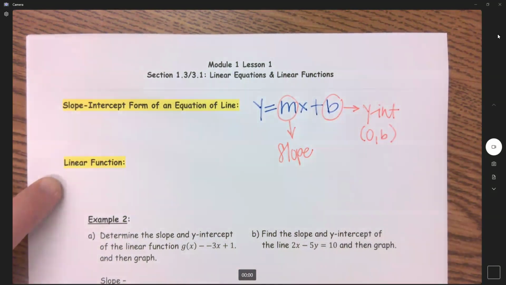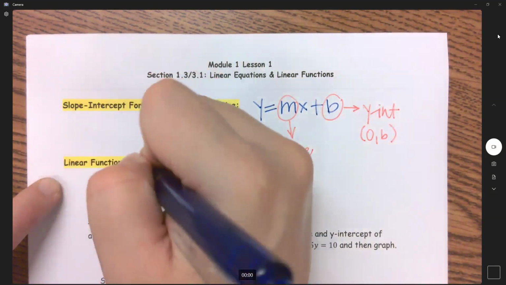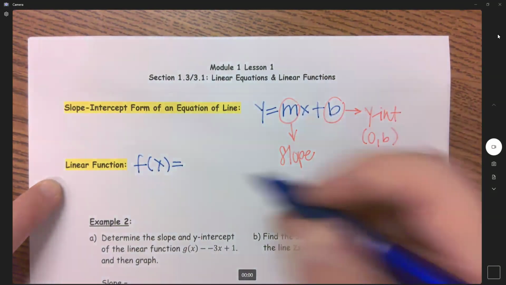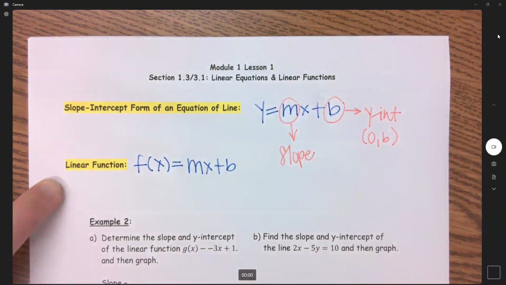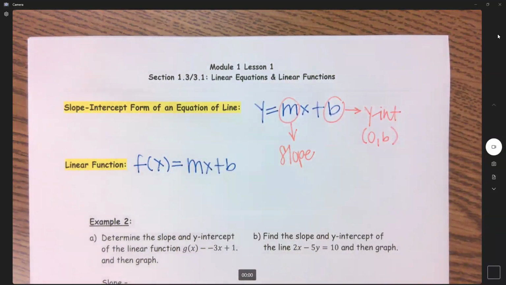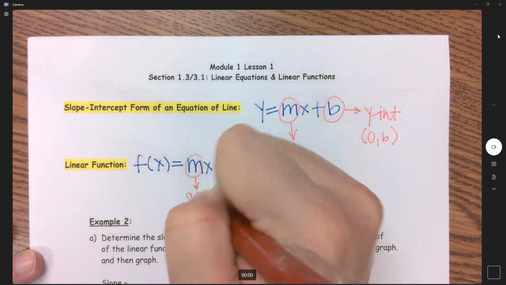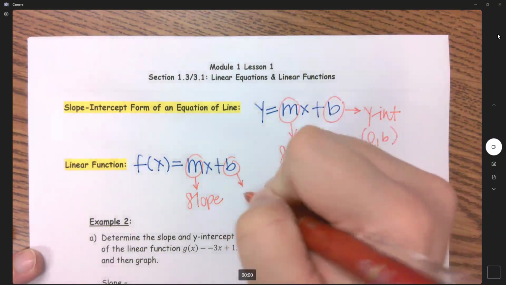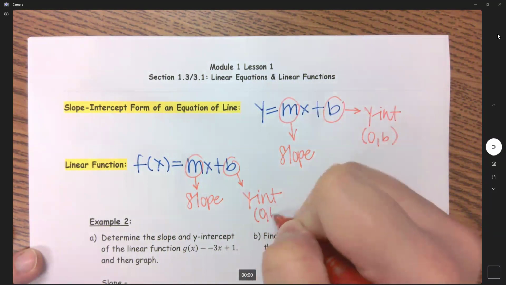Now our linear function of a line, instead of y equals, we have f of x equals mx plus b. The two important things are the exact same thing. My m is my slope, and b is my y-intercept in the form 0, comma b.